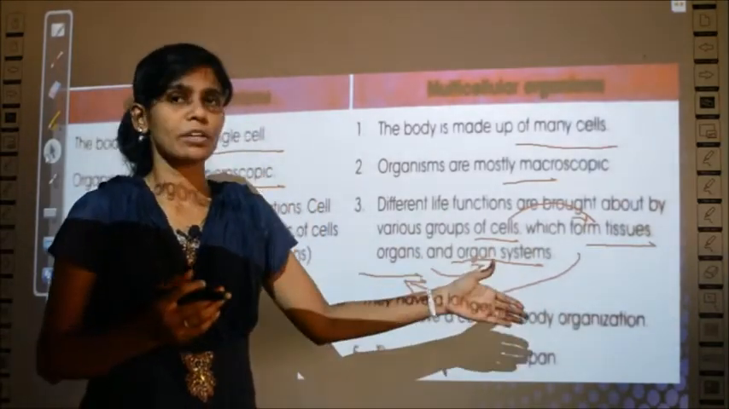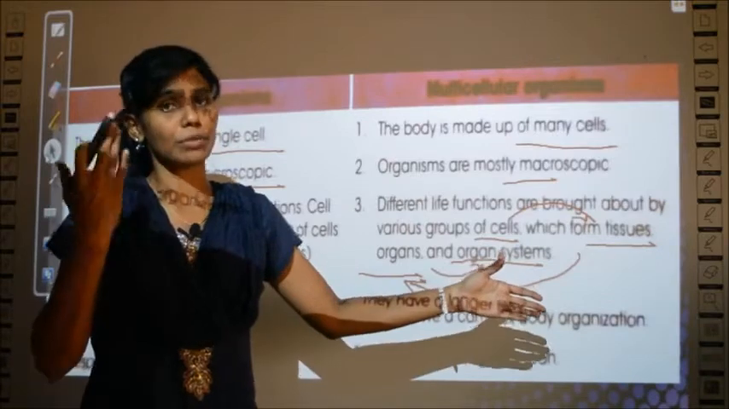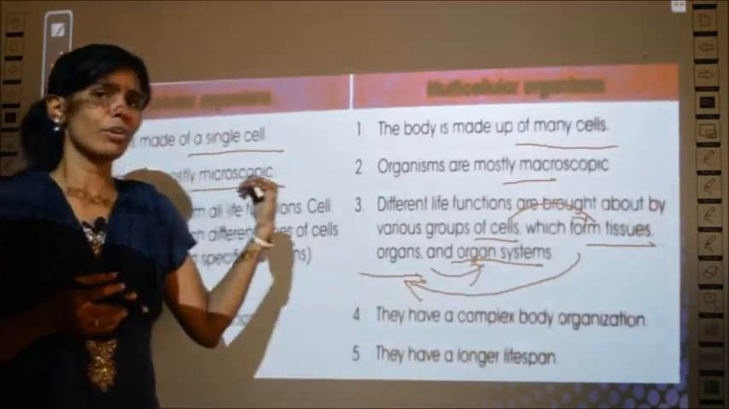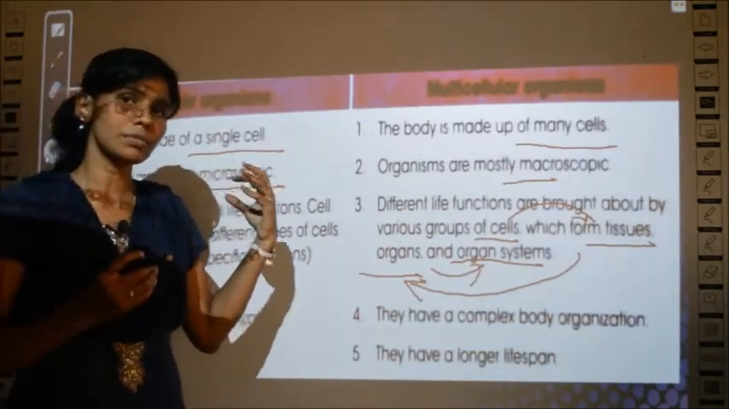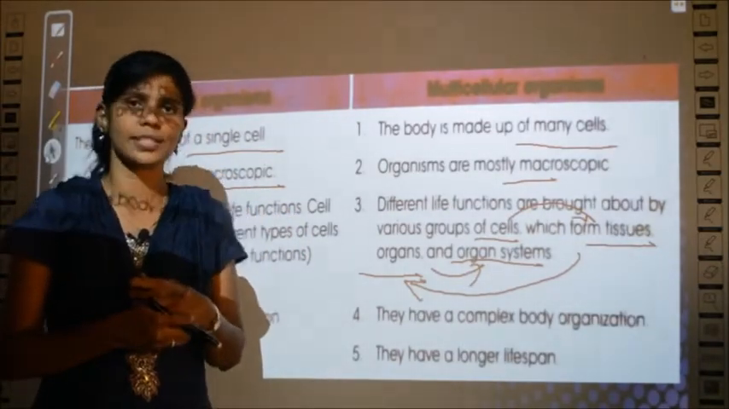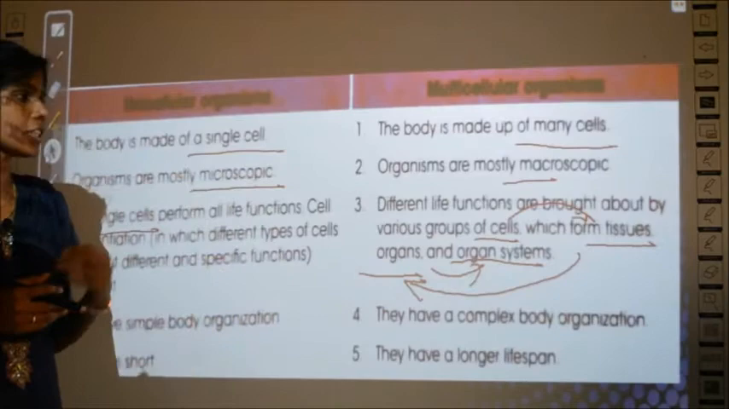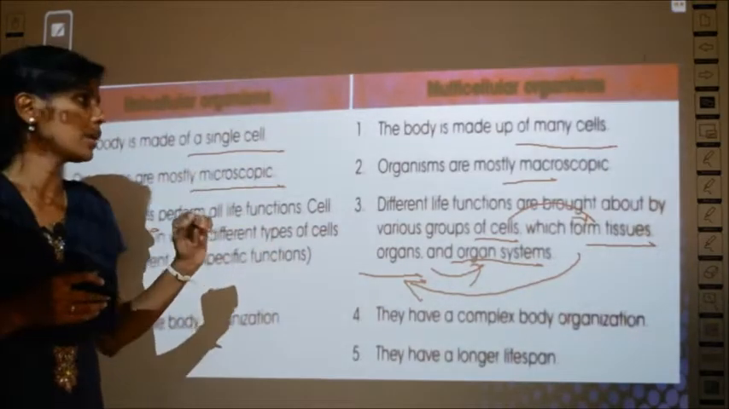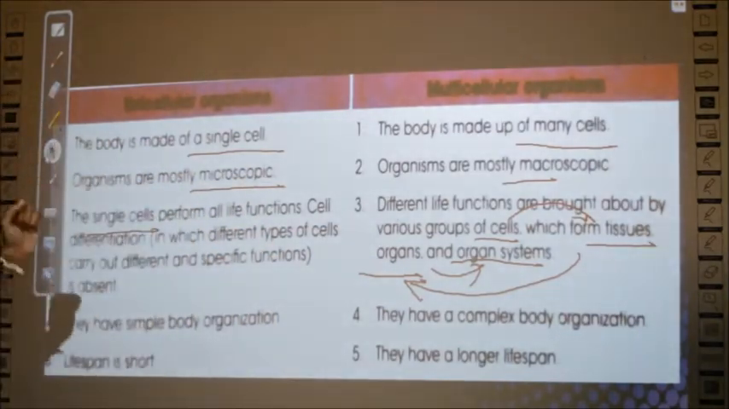When you compare unicellular and multicellular organisms, lifespan means how many years they can live. For multicellular organisms it can be many years, and some bacteria, as we all know, live only for a very few days. So the lifespan of unicellular organisms is very less when compared to the lifespan of multicellular organisms.